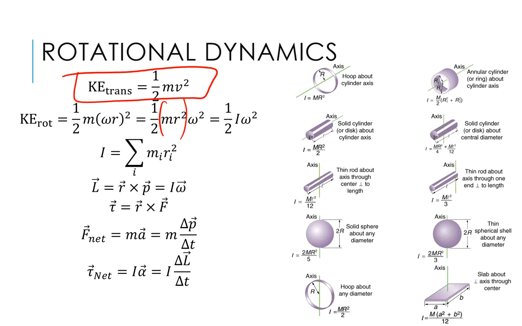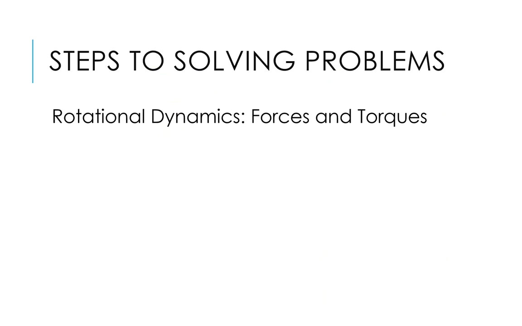Just remember that the moment of inertia is different about different axes. And so for this, if I rotate it about this axis, it's a different moment of inertia than if I rotate it like this. And so this equation has different moments of inertia depending on which vector direction you're using. Those are our equations. What we have to do is figure out how they work. So, how do we solve problems that are rotational dynamics?